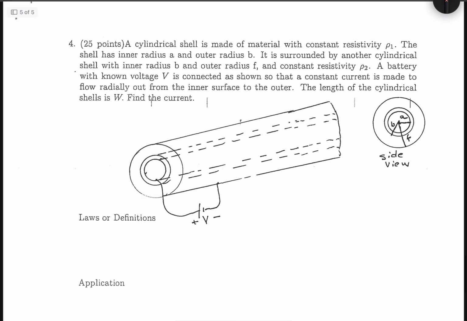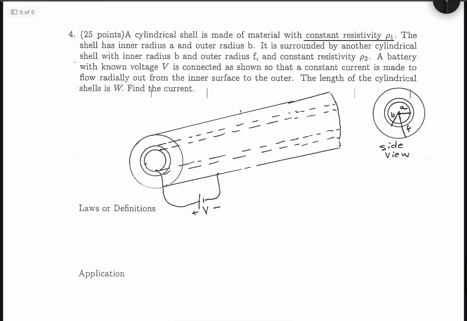Okay, so I might have to run this one as well. But this next question here, we have a cylindrical shell made of material with a constant resistivity rho 1. The shell has inner radius a and outer radius b. It is surrounded by another cylindrical shell with an inner radius b and outer radius c, with constant resistivity rho 2. A battery with known voltage V is connected as shown so that a constant current is made to flow radially out from the inner surface to the outer. The length of the cylindrical shell is W. Find the current.